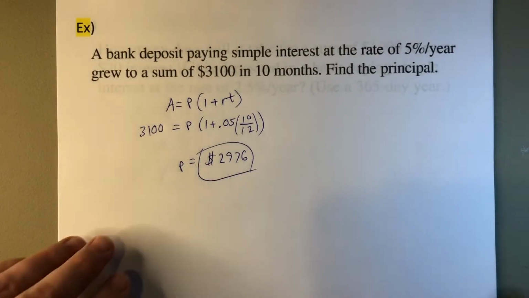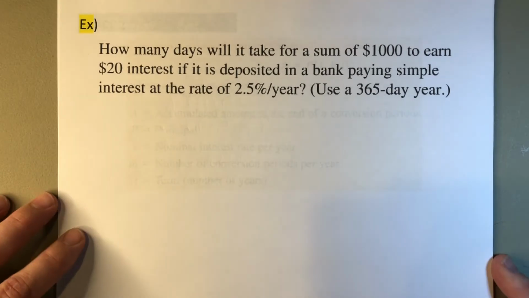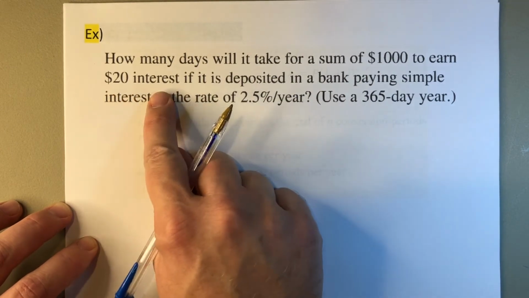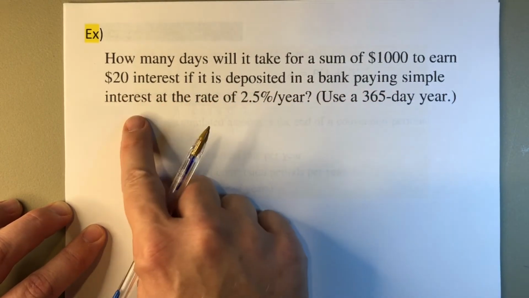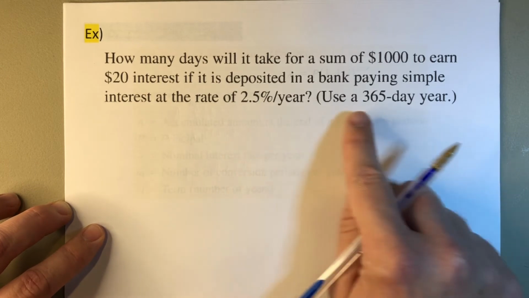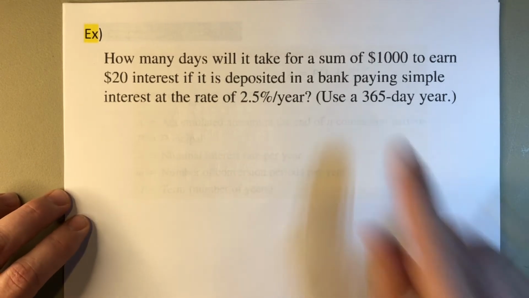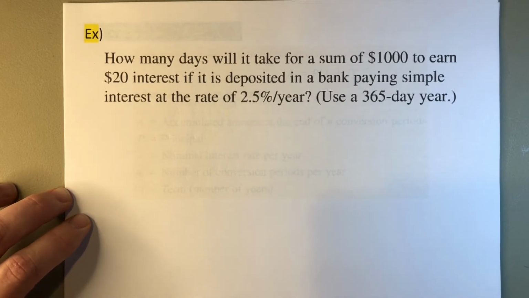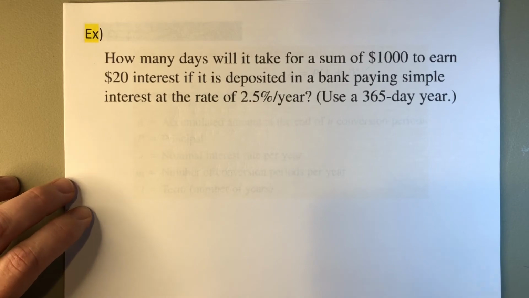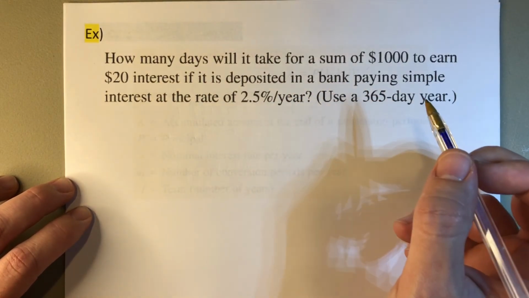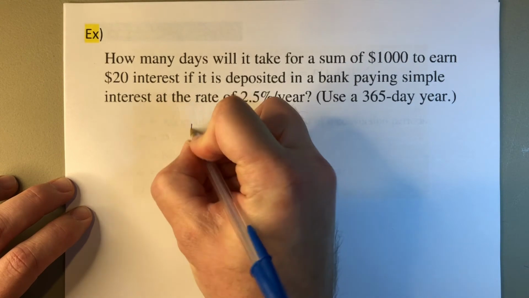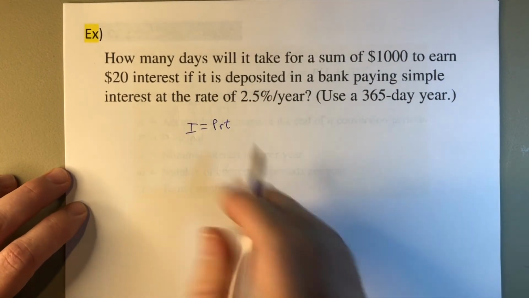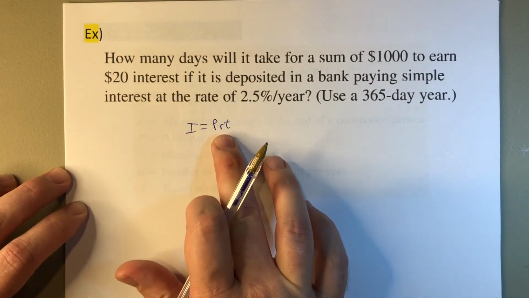All right. Now the next example. How many days will it take for a sum of $1,000 to earn $20 interest if it is deposited in a bank paying simple interest at a rate of 2.5% per year? It also tells us to use a 365-day per year scale, a calendar scale. How many days? So what are we trying to do here? We know that interest equals P times RT, based on the given information.